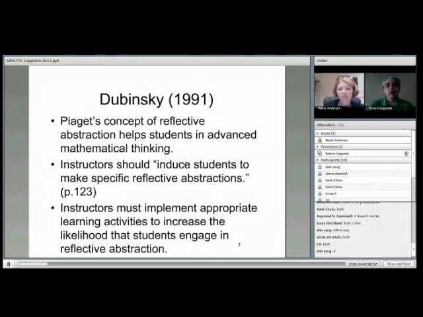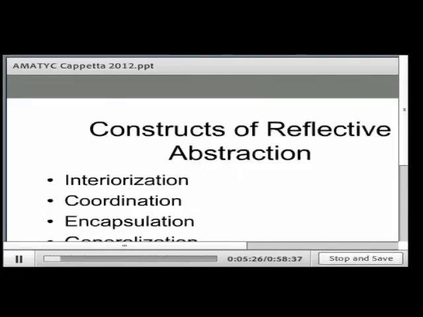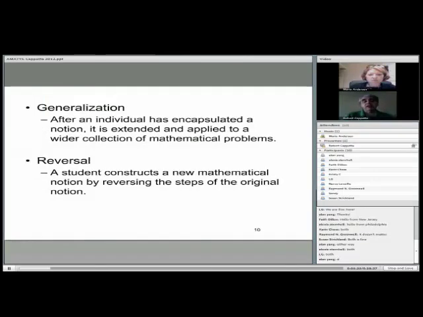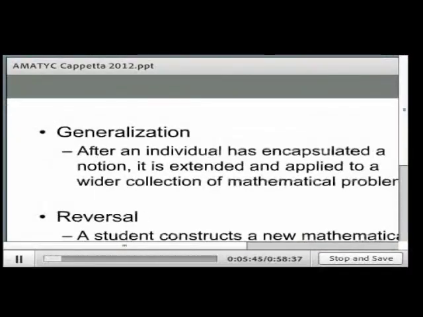And I'm looking at Dubinsky's work from '91 talking about reflective abstraction, namely recognizing that instructors should encourage students to reflect. We've got to develop activities that increase the likelihood that students will indeed be reflective learners, getting at these five notions. I've just got some quick definitions here you can look at if you'd like. They'll be on the slides moving forward. But again: internalizing notions, connecting ideas, personal understanding, generalizing beyond a given area, and reversing things. So I've got those five categories, and I try to categorize my problems to fit within those contexts.